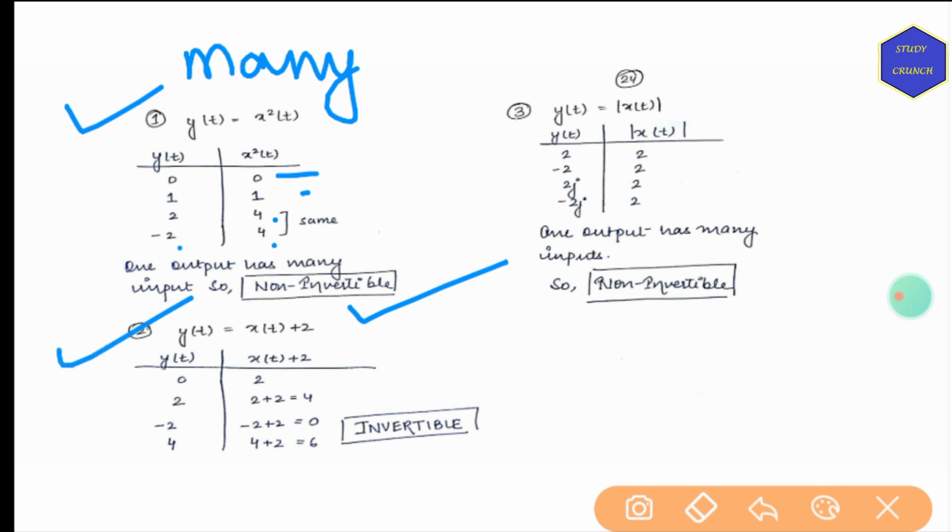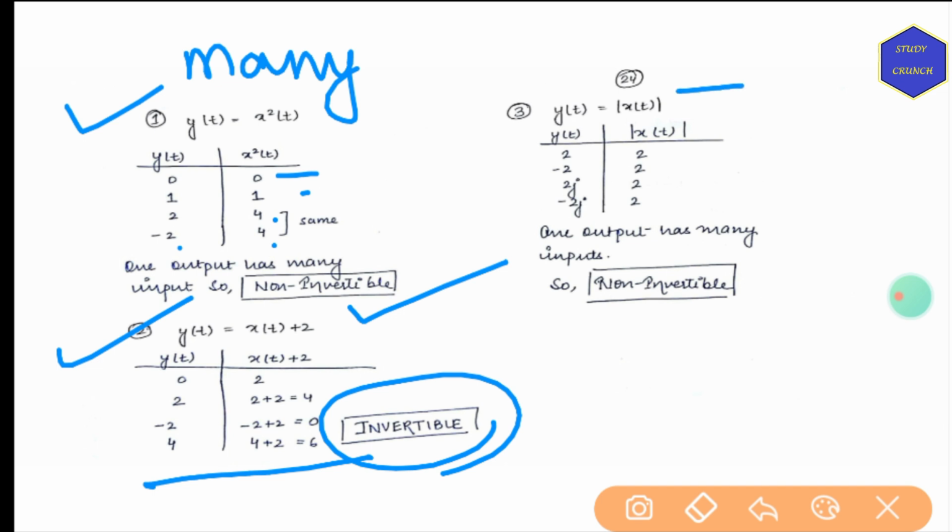Then we have y(t) is equal to x(t) plus 2. Again putting the values, we have an invertible system. Then we have y(t) is equal to mod of x(t), which will be giving all four values the same. So it is a non-invertible system.